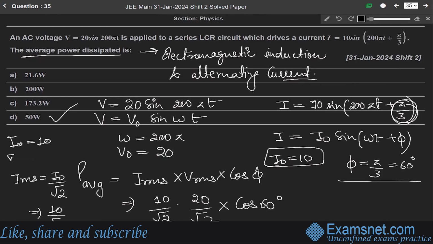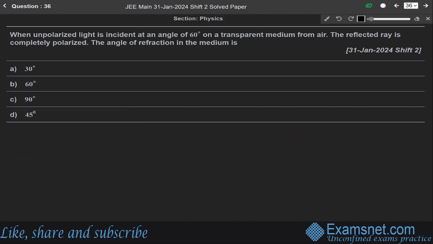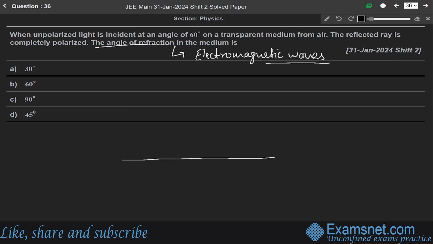Okay. Now next question 36. When unpolarized light is incident at an angle of 60 degree on a transparent medium from air, the reflected ray is completely polarized. The angle of refraction in the medium is? So this question is from the chapter of electromagnetic waves. Let us say this is the incident light and it is making an angle of 60 degree. According to the question, the reflected ray is completely polarized.